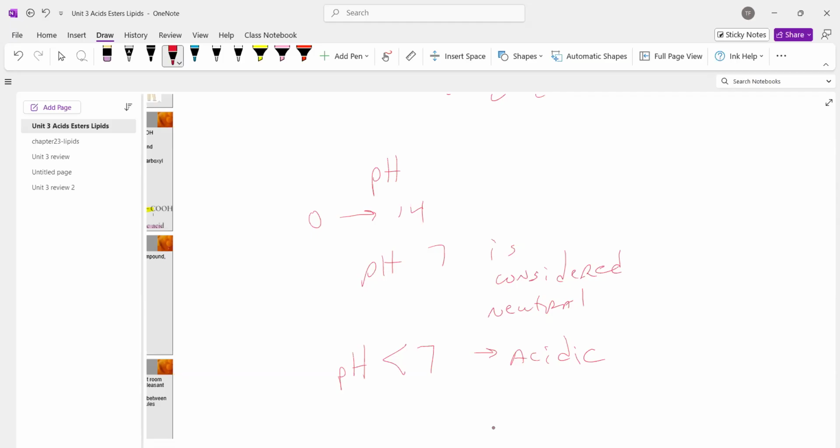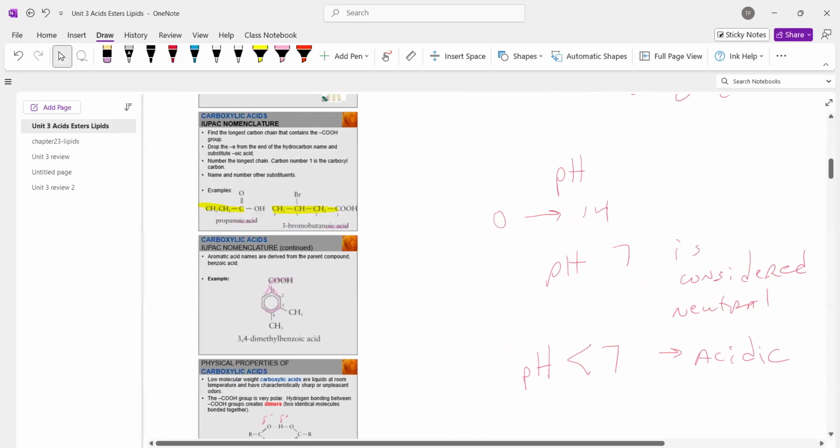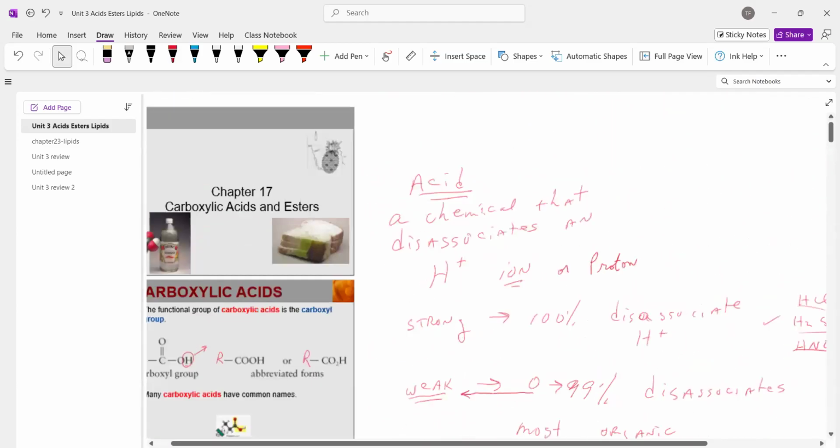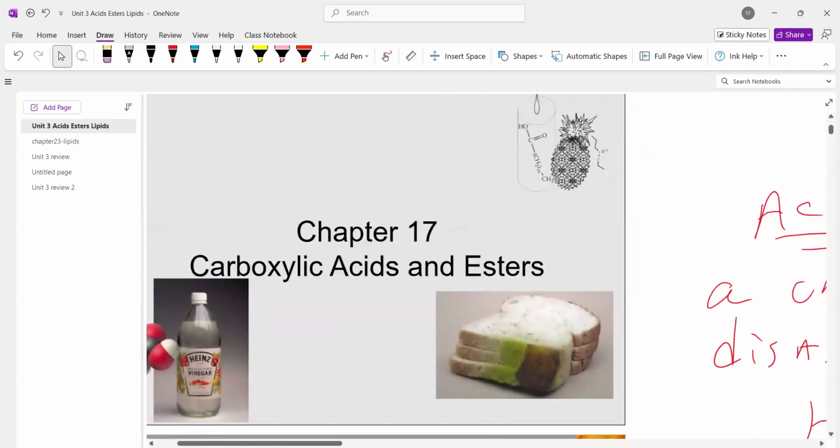Okay. All right, so let's go ahead and now talk about organic acids. Now, an organic acid is called a carboxylic acid, and that's because of the weak acid part that forms the acid and releases the H plus. And when you add an alcohol to an acid, you form something called an ester.